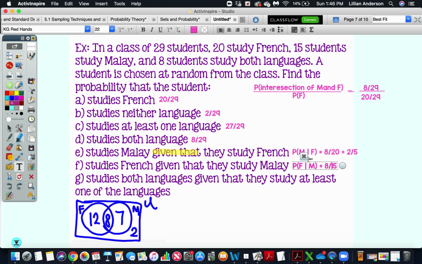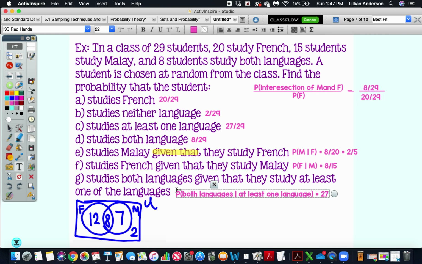Now it says studies both languages given that they study at least one language. If you notice, we actually know how many study at least one language. We found that back in part C. So the students that study at least one language, that's going to be 27. So our denominator is going to be 27. Let me go ahead and set this up. It's going to be the probability of both languages given at least one language. All right, so that'll be the setup.